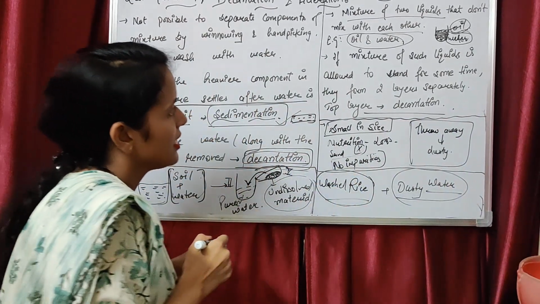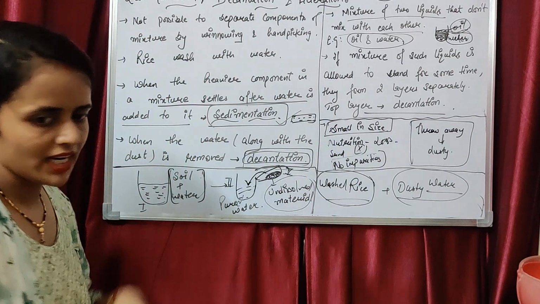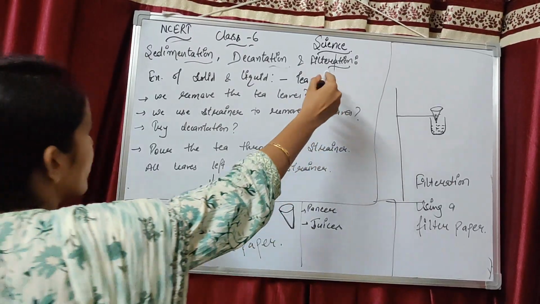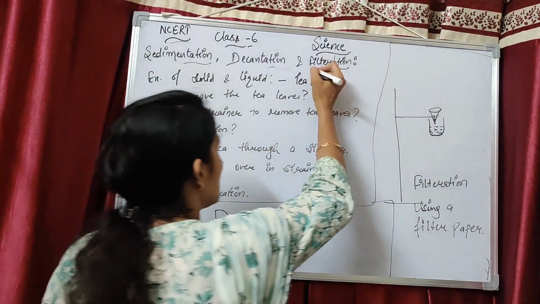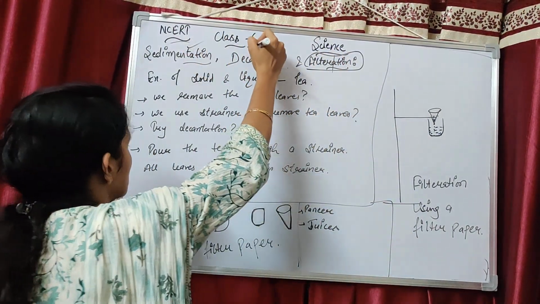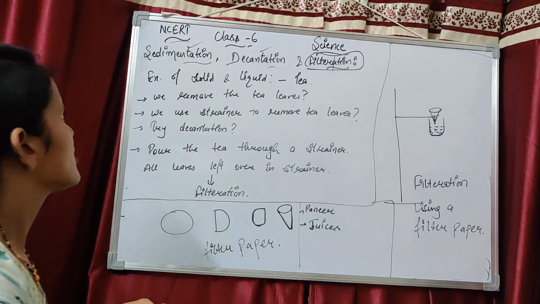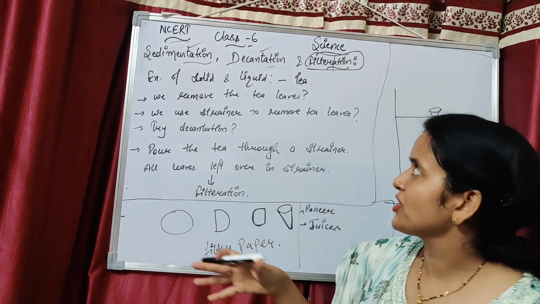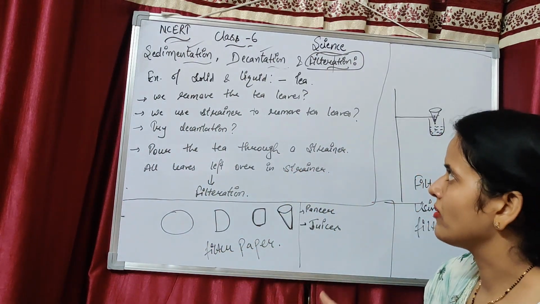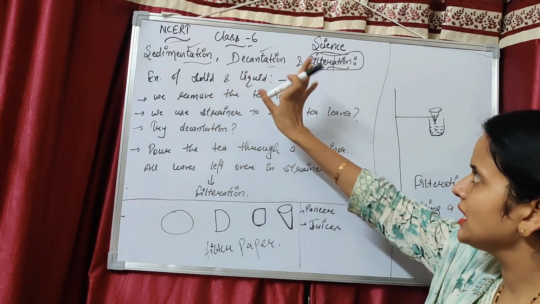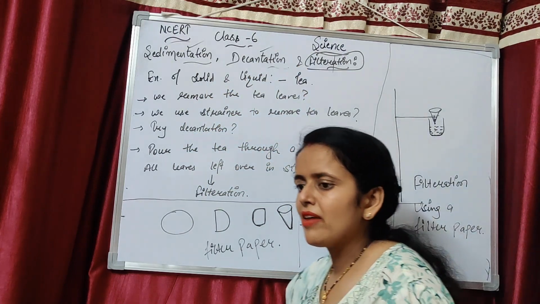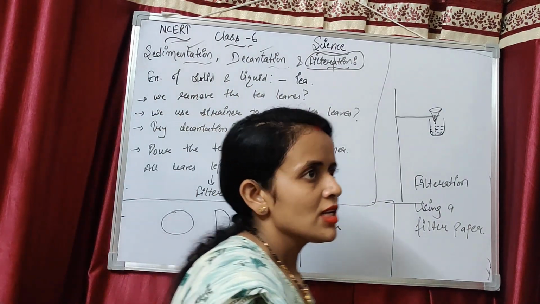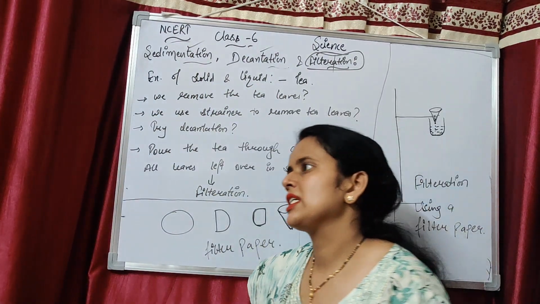Clear up to here? Now the next topic is filtration. We are left with the filtration topic, because sedimentation and decantation are already done. Up to sedimentation and decantation, we took examples of liquids. Now an example of a solid and a liquid is tea. When we make tea, we want to remove the tea leaves from the tea. So we use a sieve, or you can say a strainer.